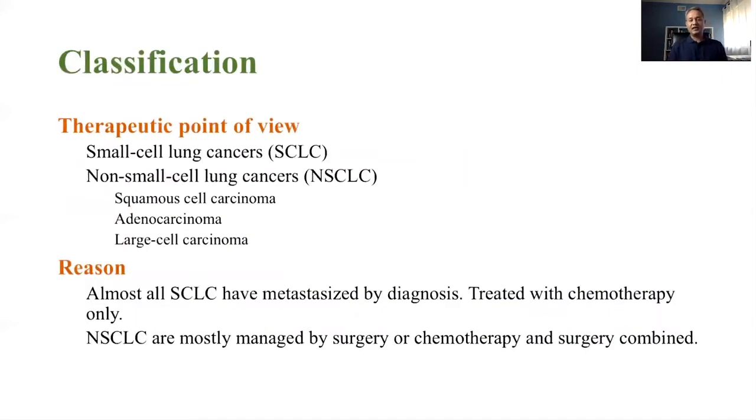Classification. From a therapeutic point of view, as a clinician, when you are going to be treating the tumors, you should look at tumors in two groups. One are those that are going to be treated by chemotherapy, and the other are those that can be treated by chemotherapy plus surgery or surgery alone. So what are the ones that are treated by chemotherapy? Small cell carcinoma, associated with cigarette smoking, mostly central and very aggressive, is usually treated by chemotherapy. Now the question is why?